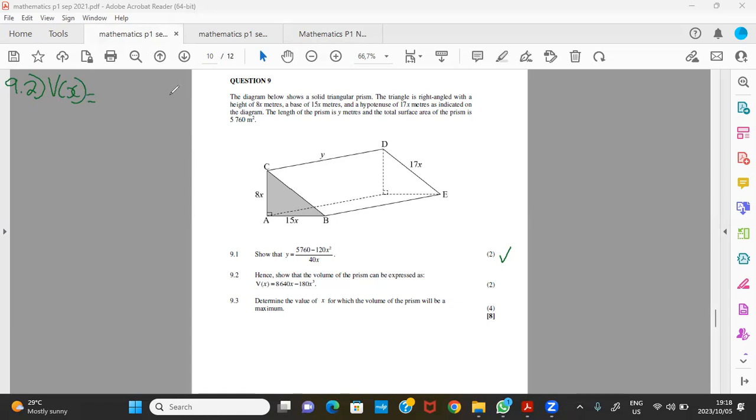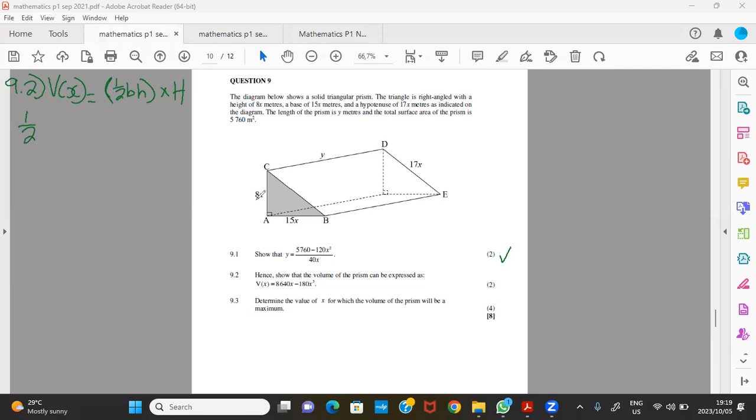So we can just say now V of x, since they gave us V of x, we know the formula is going to be half a base times height and then times my perpendicular height. So that's the volume of my triangular prism. So sharp. That's going to be a half now.